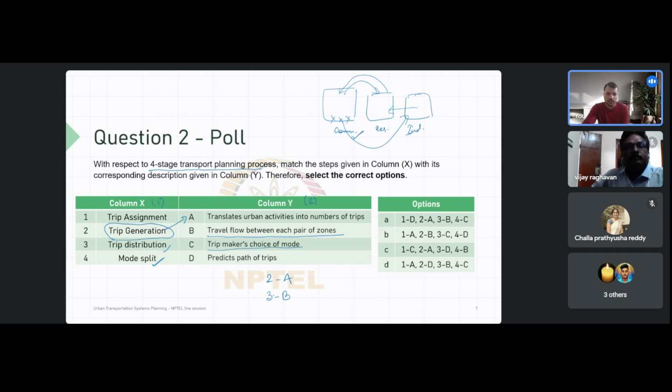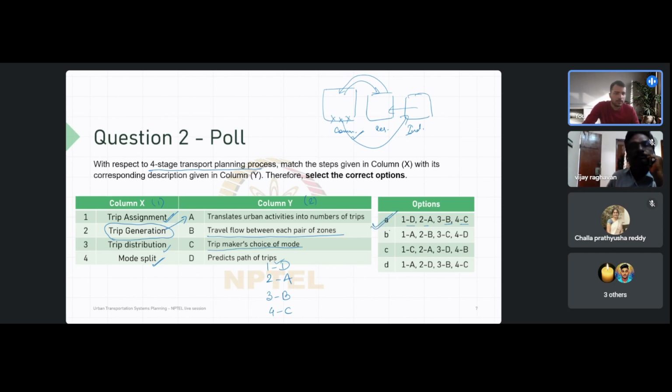Finally, we are left with only one, so that will obviously go with whatever is left. So trip assignment is about which path or which route the users will take. So one will go with D. So D, A, B, and C. So option A is correct.